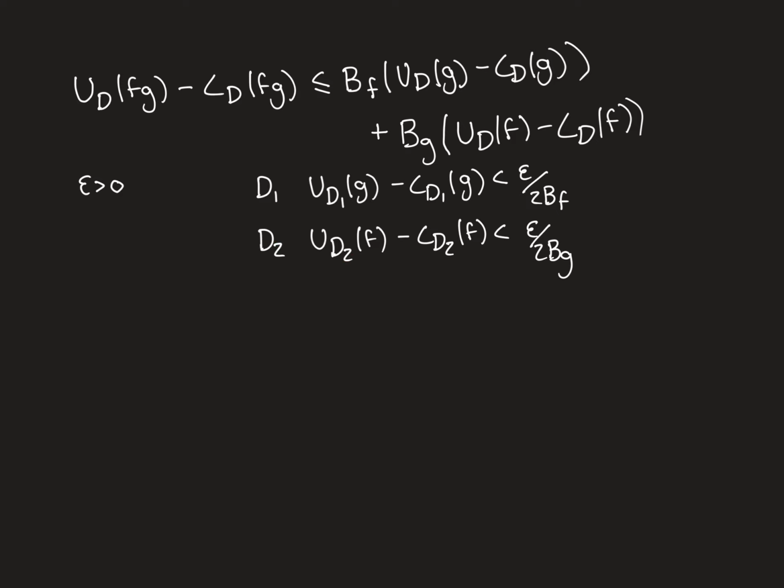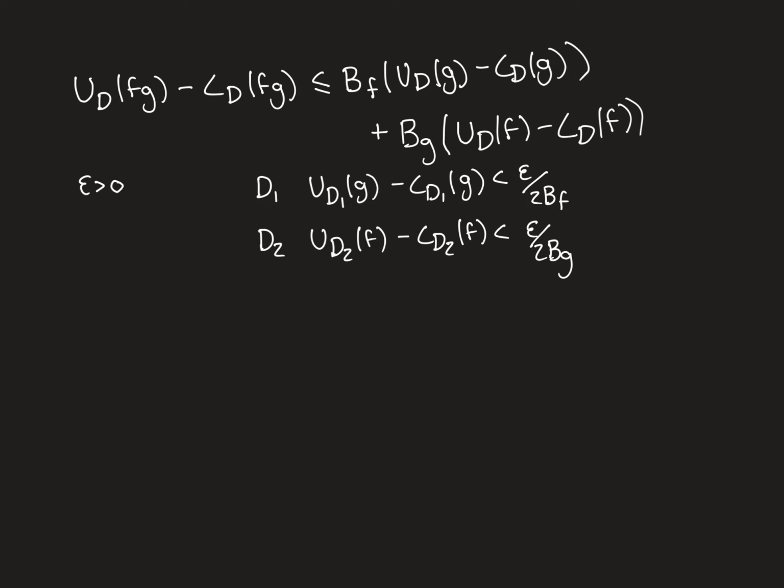But you can find a dissection d2 such that the difference between the upper and lower sums for the function f is less than, and this time we've got epsilon over 2 times bg, again because we want the bg to cancel, and then we'll have epsilon over 2 from here and epsilon over 2 from here. So again, bg is positive, 2 is certainly positive, so we're just dividing our epsilon by a positive number. That just makes it smaller but still positive, so you're guaranteed by the Riemann integrability criterion to be able to find a dissection d2 such that this inequality holds true.